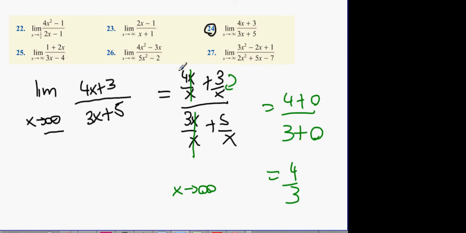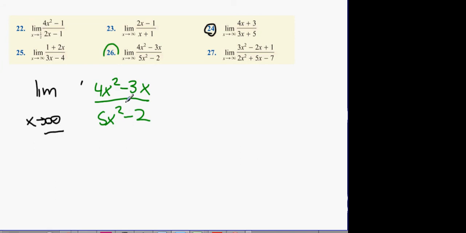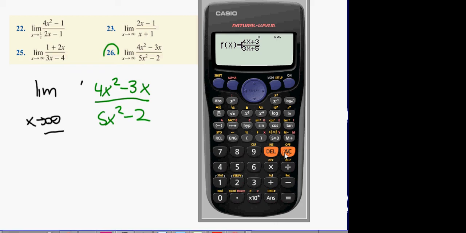Let's try another one, which was 26, wasn't it? Now number 26. In this question, x squared is the dominant term: (4x squared minus 3x) over (5x squared minus 2). Guys, in a test, let's say you forget how to do these. Once again, you can always go back to your calculator. You can put in the numbers, and you can predict what it's going to come out as by just using the calculator function.